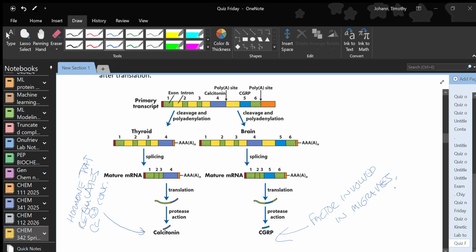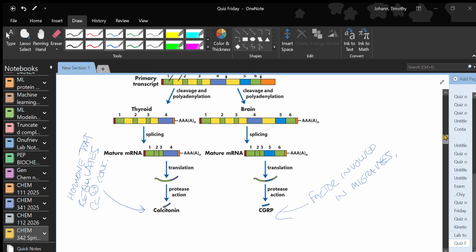So all your cells have this gene that codes for this transcript, and then you can make different products depending on what cells you're in. Questions? So those are our three processing events that happen to mRNA. We have the 5' cap, we have cleavage and then polyadenylation, which can give us multiple transcripts for the same gene. And then we have our intron splicing, which also can give us multiple transcripts.